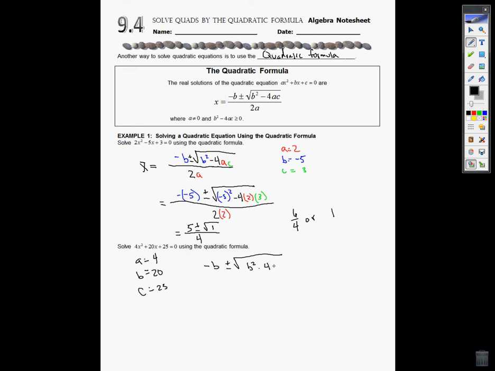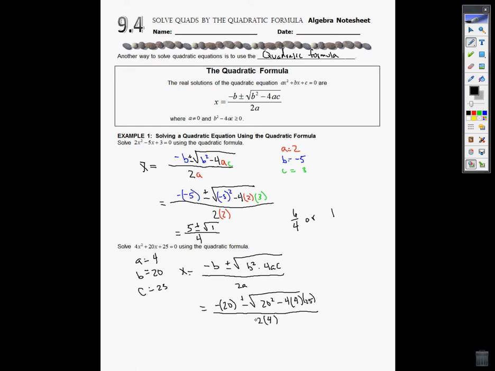B squared minus 4ac. And remembering that it is all over 2a. And this is what the x value equals. Right? So it equals negative, and b is 20, plus or minus, well, this is going to be a big number, 20 squared, minus 4 times a, which is 4, times c, which is 25, all over 2 times 4.